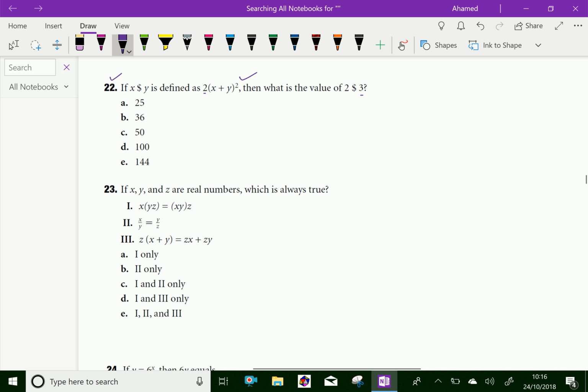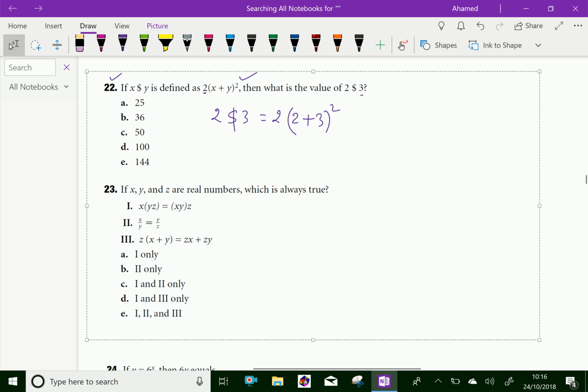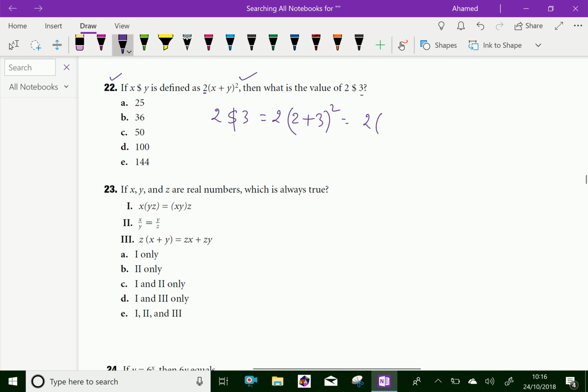Then 2 dollar 3 equals 2 into X, which is 2, plus Y, which is 3, the whole square. That is equal to 2 into 2 plus 3, which is 5 square, which is 25, into 2 is 50. So option C.